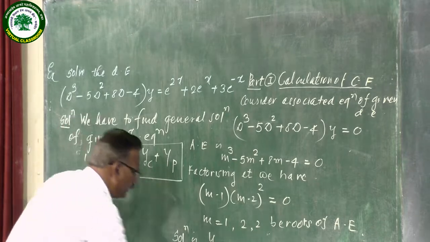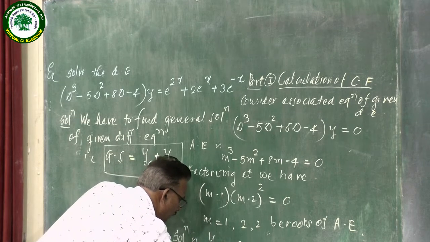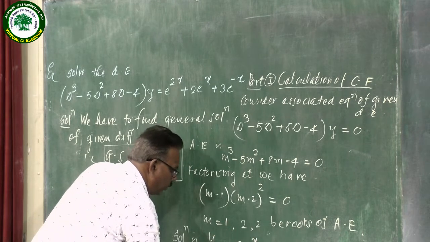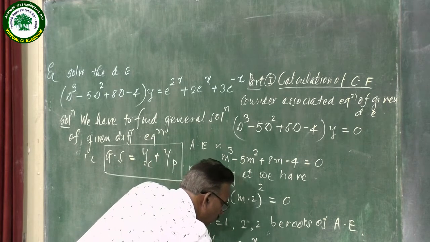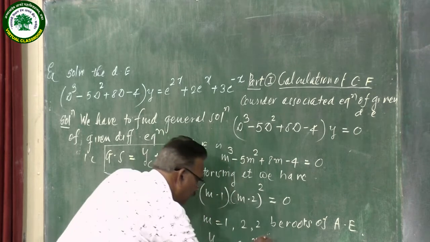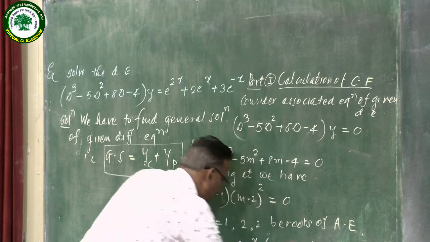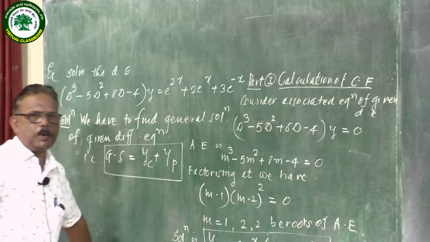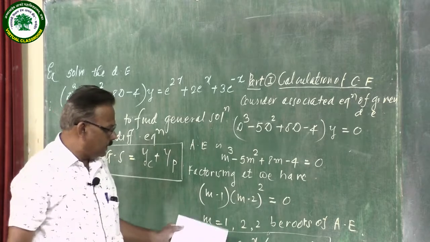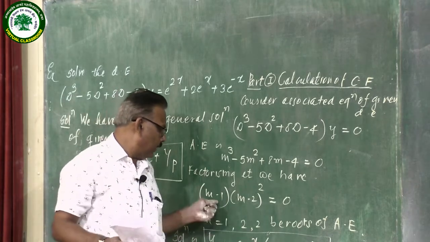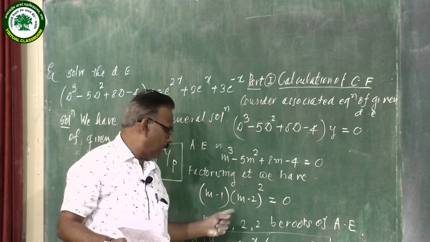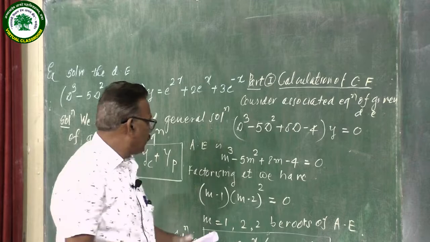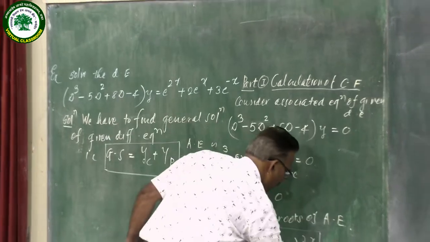Therefore, the solution yc, that is the complementary function, is equal to c1 e raised to x plus, as 2 is a root which is repeated 2 times, c2 plus c3x into e raised to 2x. See, this solution is known as the complementary function. Here all these roots are real. Therefore, this is part number 1.